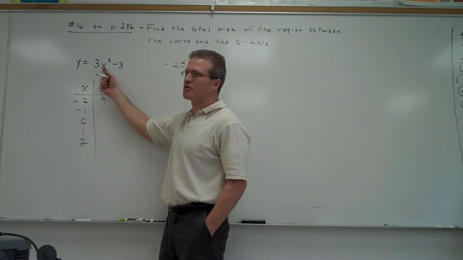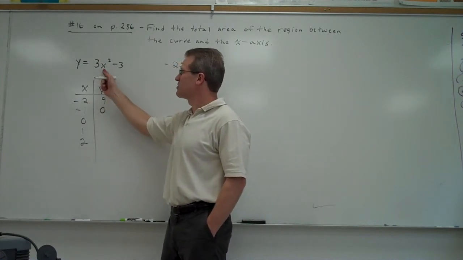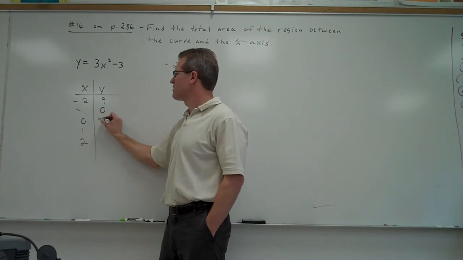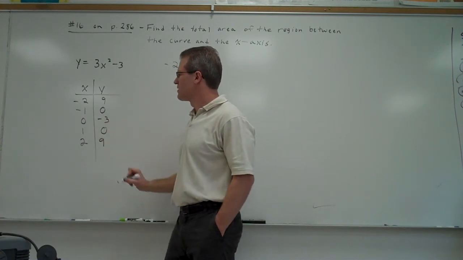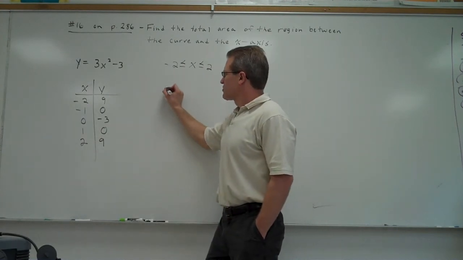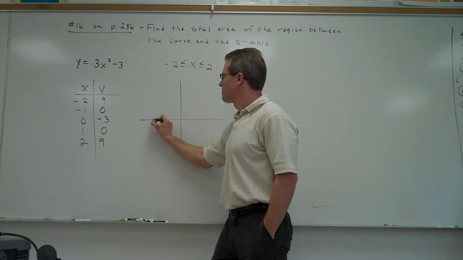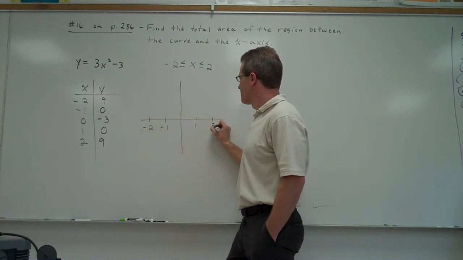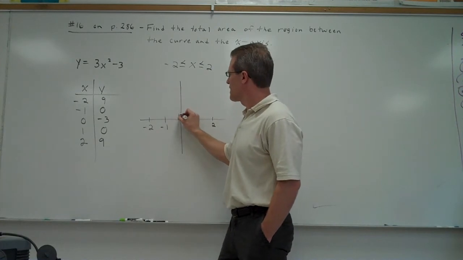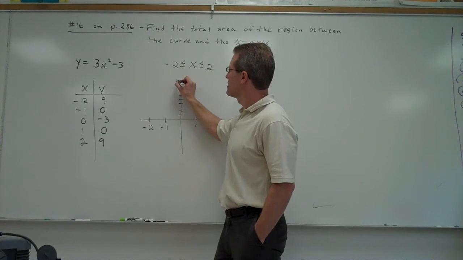How about if you plug -1 in here, what would you get? 0, right. How about if you plug 0 in here? -3, good. And then plug a 1 in, you get 0. You plug 2 in, you get 9. Now we're going to sketch the graph, going from -2 to 2. Our y-axis has to go up to 9, it looks like. 5, 6, 7, 8, 9.